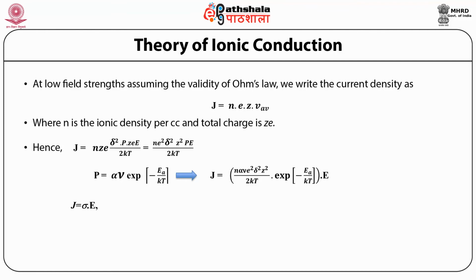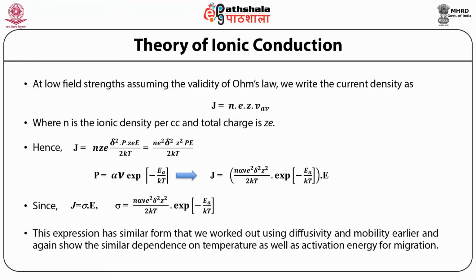So, J becomes N alpha nu E square delta square Z square upon 2KT times exponential minus EA by KT into E. Since J is equal to sigma E, one can find the expression of sigma which is given in this slide. So this expression has a similar form to what we worked out using diffusivity and mobility earlier, and again shows the similar dependence on temperature as well as activation energy for migration.